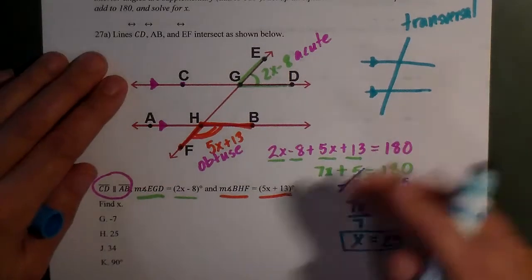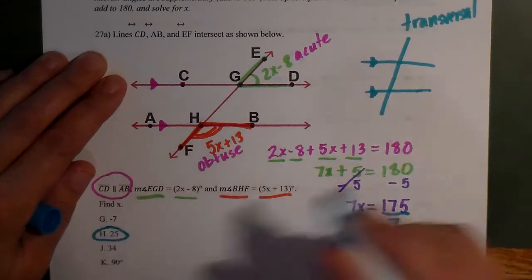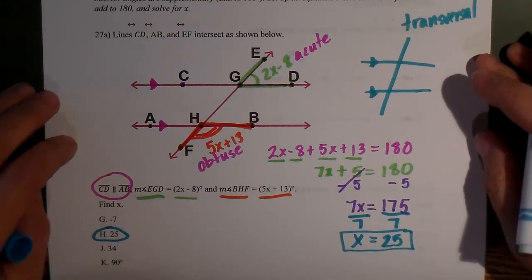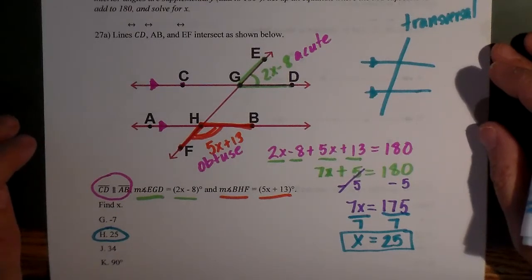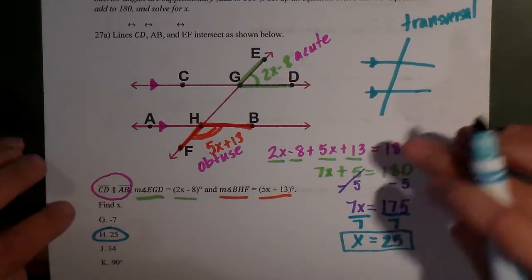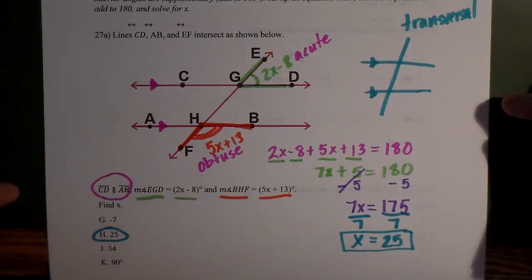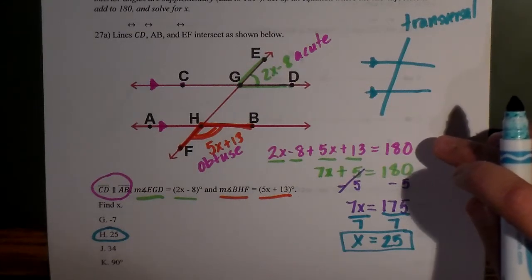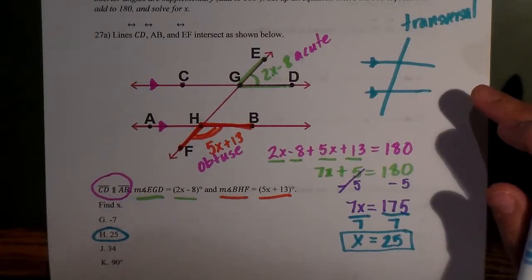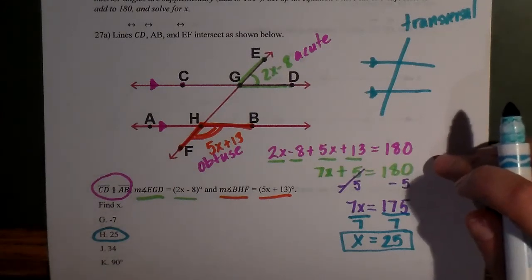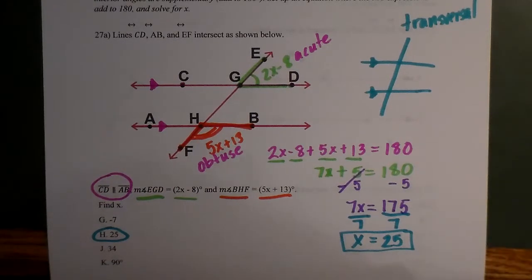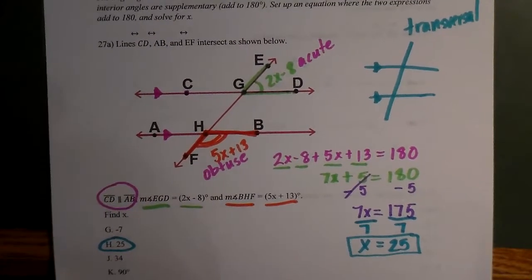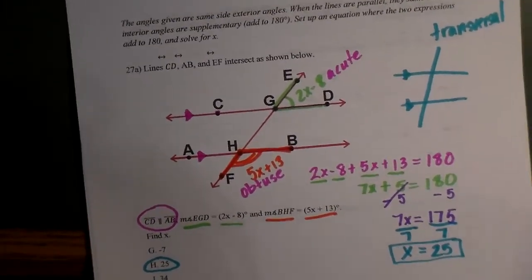So when you come over and look at your answer choices, 25. Now, if this is a multiple choice test, you could actually set up your equation and plug in all the answers and see which one makes the equation work to 180. I don't like that. It is a final. If you can do that, that's okay. But you really need to know how to do the algebra. So once again, make sure that you're cautious and you know which ones are equal and which ones add to 180. So with that being said, let's look at the next one, which is going to be along the same lines.